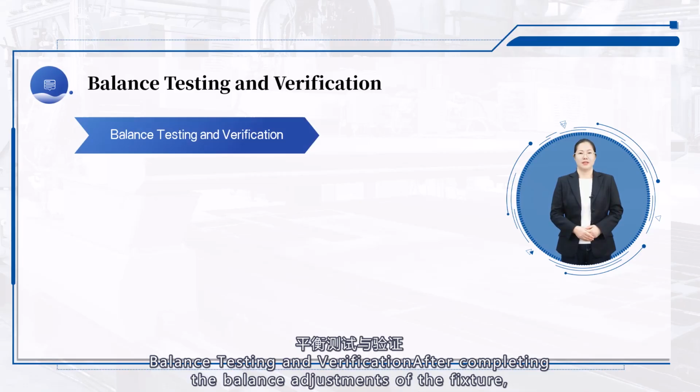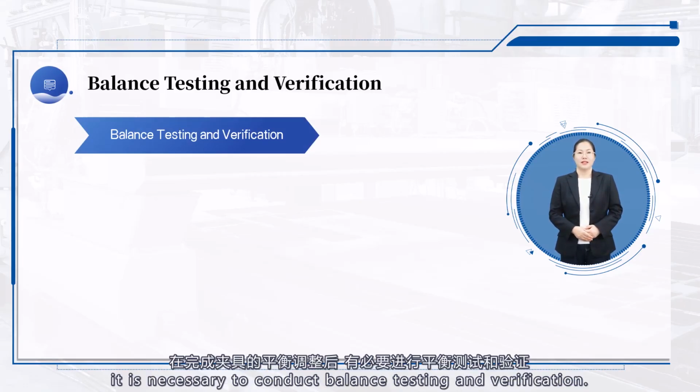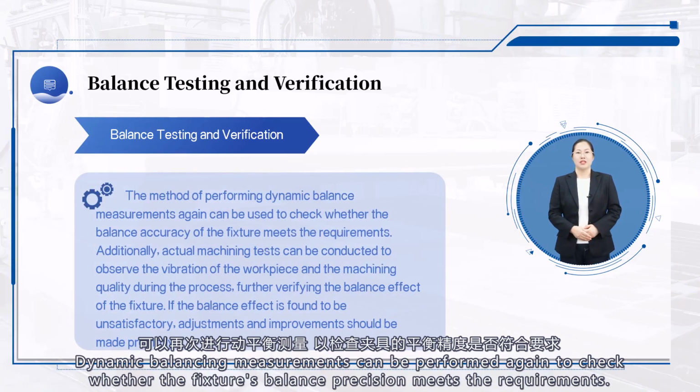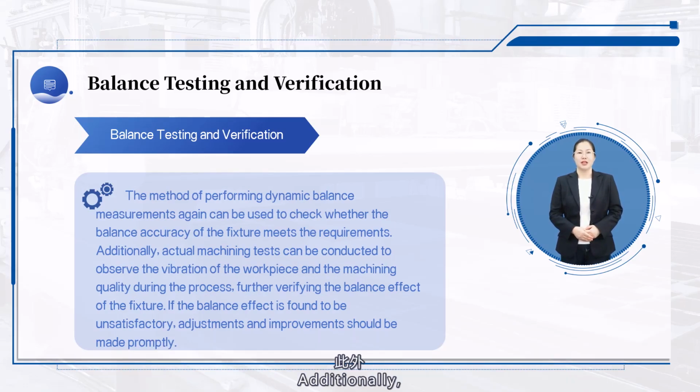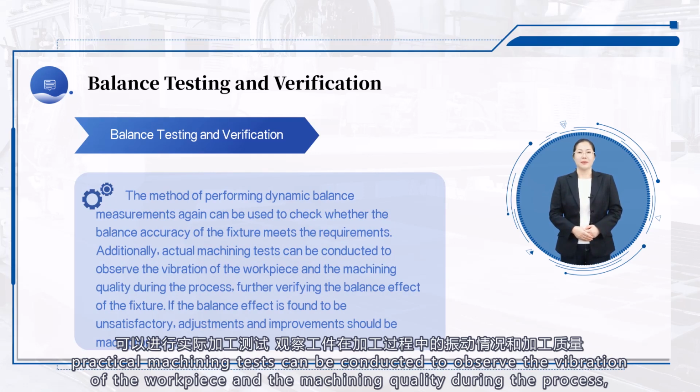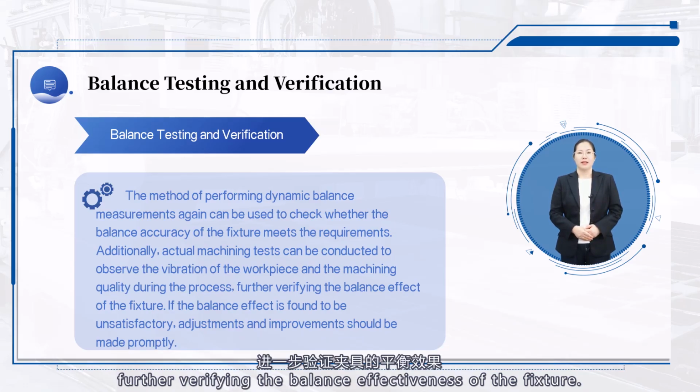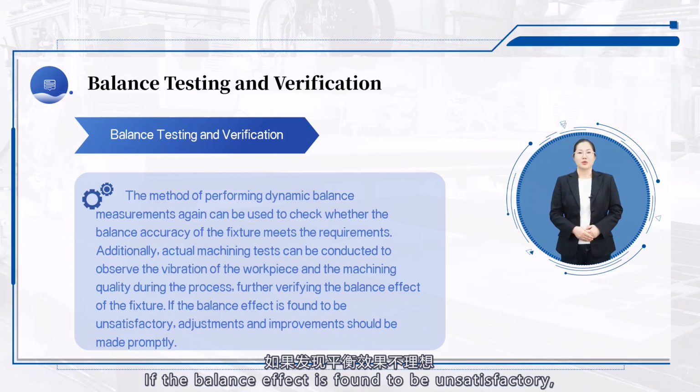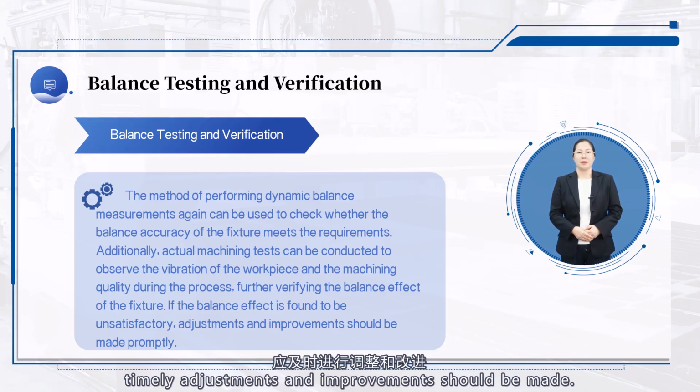After completing the balance adjustments of the fixture, it is necessary to conduct balance testing and verification. Dynamic balancing measurements can be performed again to check whether the fixture's balance precision meets the requirements. Additionally, practical machining tests can be conducted to observe the vibration of the workpiece and the machining quality during the process, further verifying the balance effectiveness of the fixture. If the balance effect is found to be unsatisfactory, timely adjustments and improvements should be made.